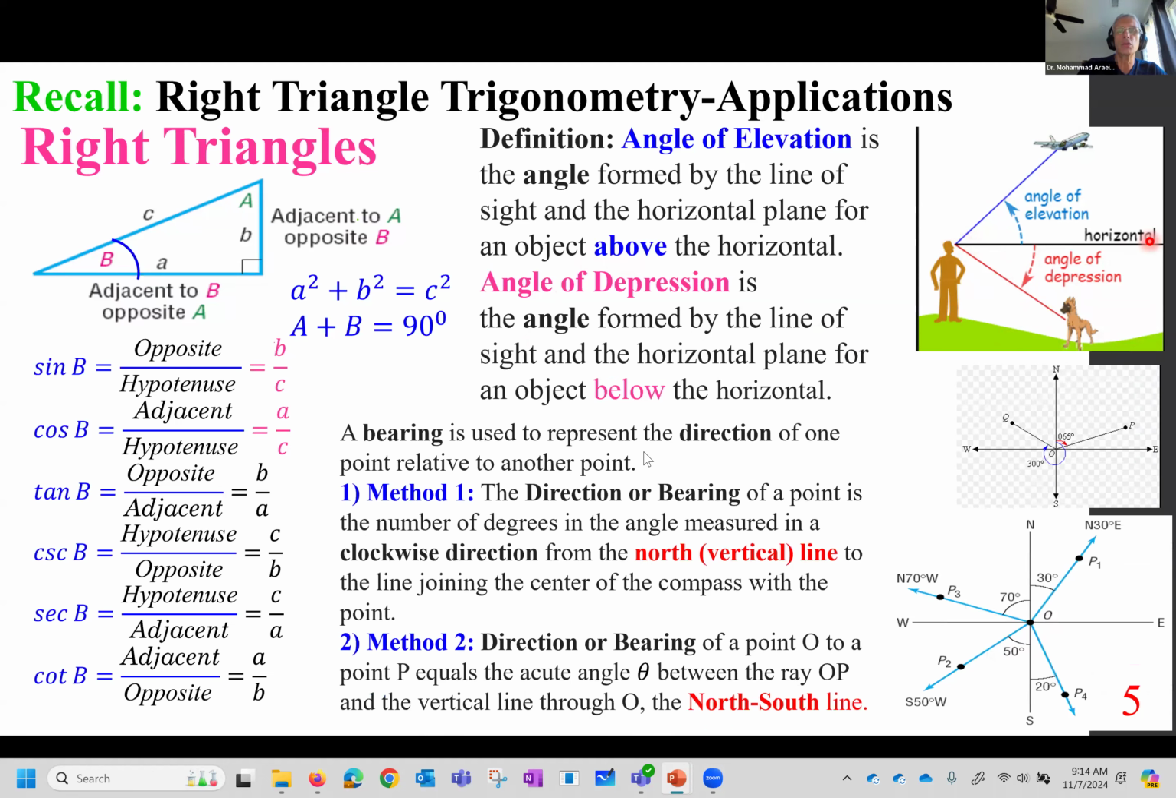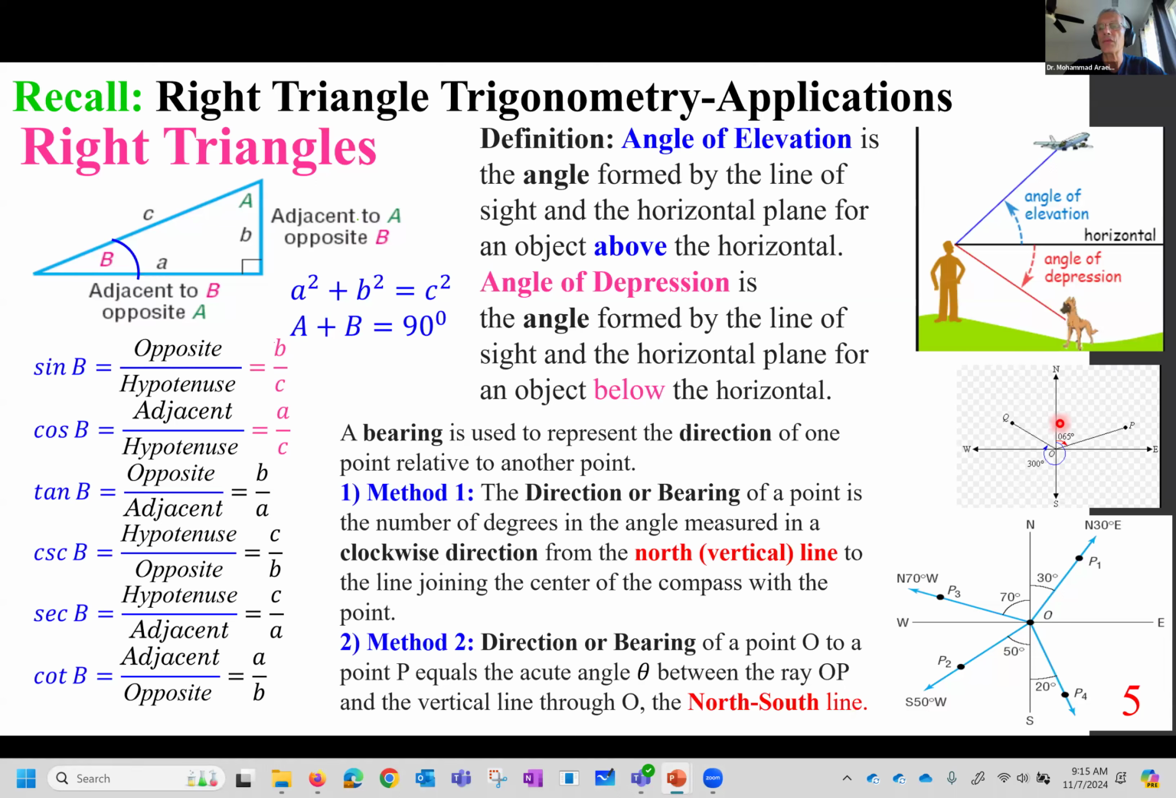A bearing is used to represent the direction of one point relative to another. Method 1: the directional bearing of a point is the number of degrees in the angle measured in a clockwise direction from the north vertical line to the line joining the center of the compass with the point. Method 2: direction or bearing of a point O to a point P equals the acute angle theta between the ray OP and the vertical line through O, the north-south line.